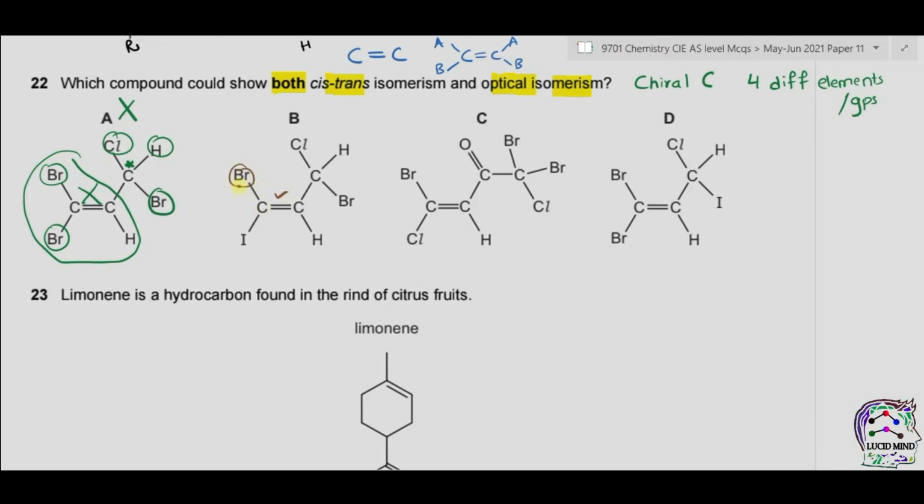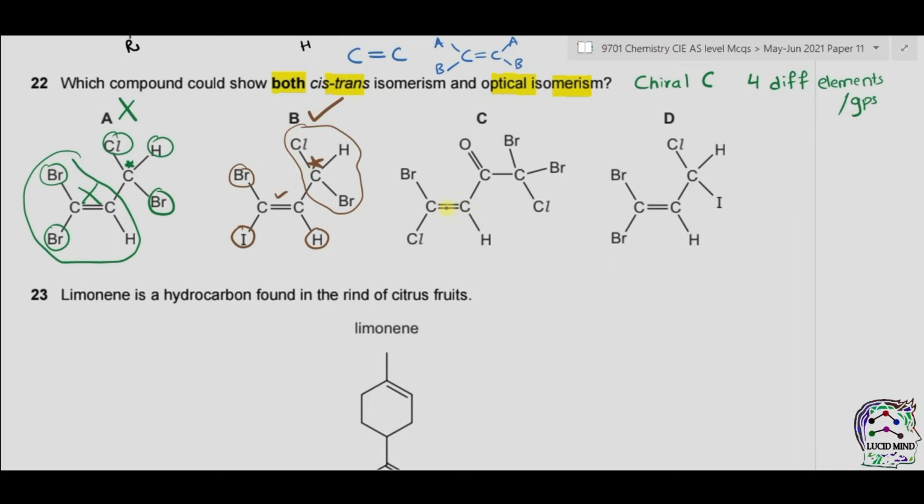Again, with double bonded carbon we have different groups, elements in this case. With this, again we have different groups, so therefore this will show Cis-Trans isomerism. For optical isomerism, we can look on this carbon that is attached to 4 different groups or elements, so therefore B will show both Cis-Trans and optical isomerism.